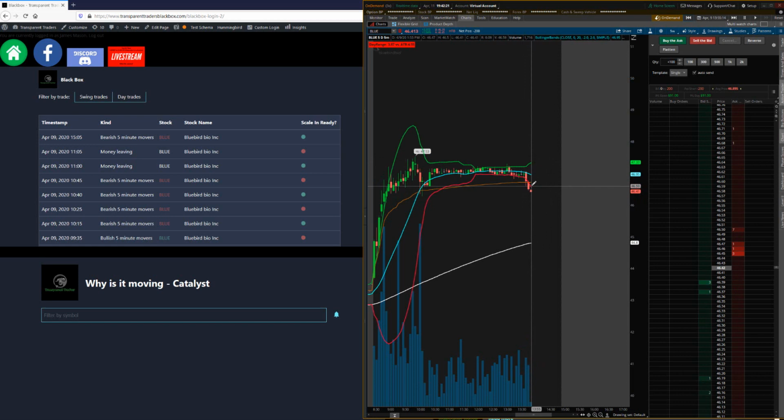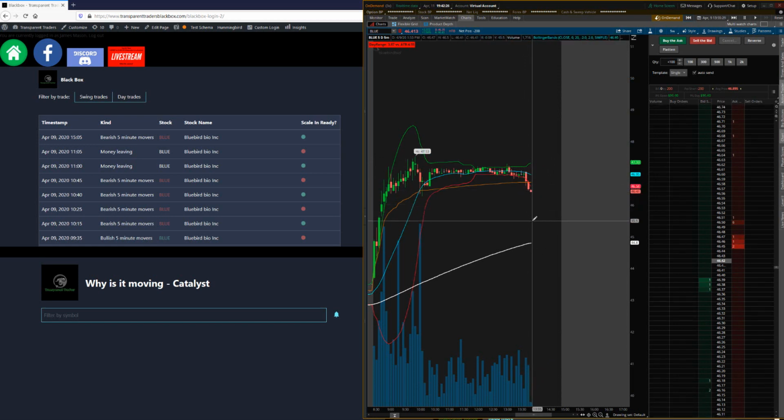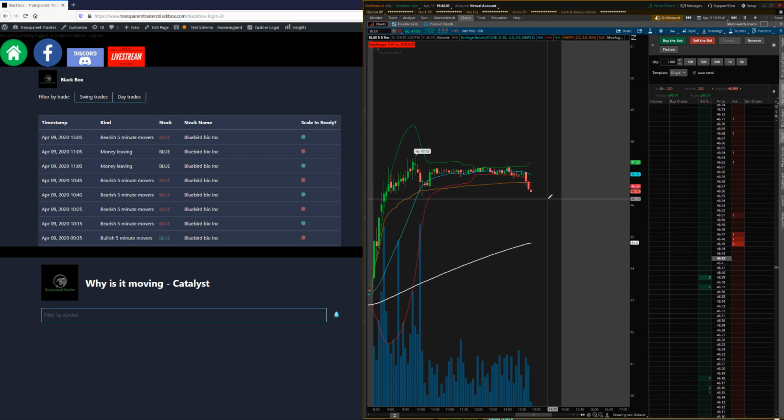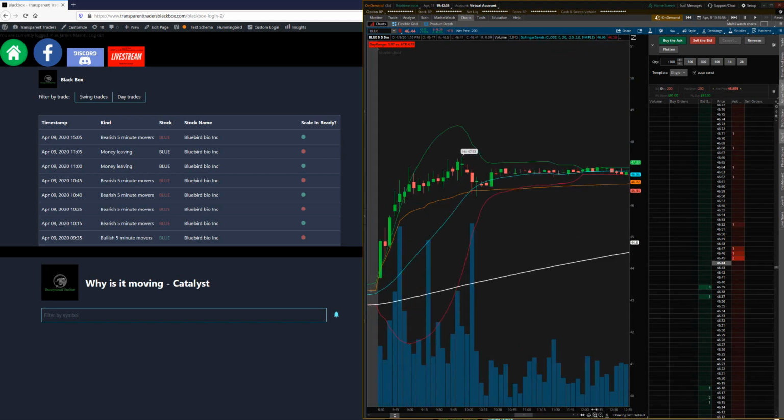So we're still under that bottom Bollinger Band line. We're good right now. Let's zoom in a little more.